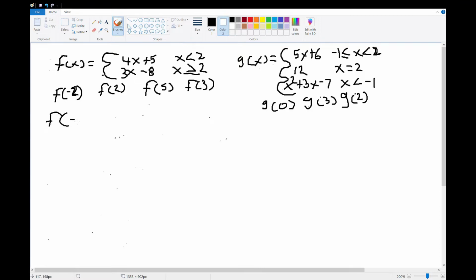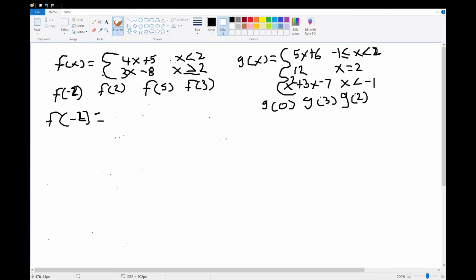So f of negative 2 is equal to... now how can we evaluate f of negative 2 using this piecewise function? Well, you need to find the appropriate portion. Should we use the portion 4x plus 5 or the portion 3x minus 8? We need to use 4x plus 5. The reason is that negative 2 is less than 2. Negative 2 is not greater than or equal to 2; that's not a true statement. However, negative 2 is less than 2, and that's a true statement. So we need to use the top portion, 4x plus 5.